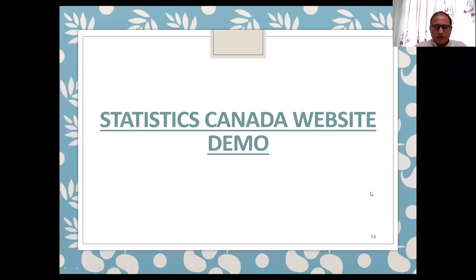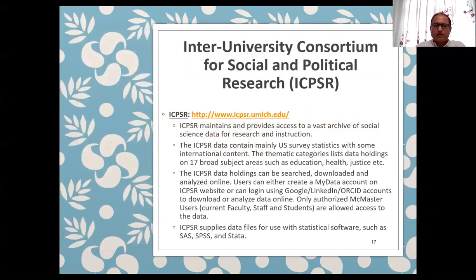And the next thing I'm going to talk about is the ICPSR. ICPSR maintains and provides access to a vast archive of social science data for research and instruction. ICPSR contains mainly US survey statistics with some international content. And their thematic categories list our data holdings on 17 broad subject areas such as education, health, justice, and so on. I'll show you that in a second.